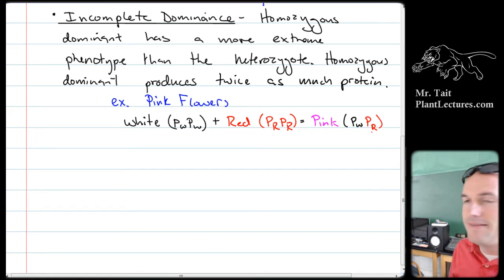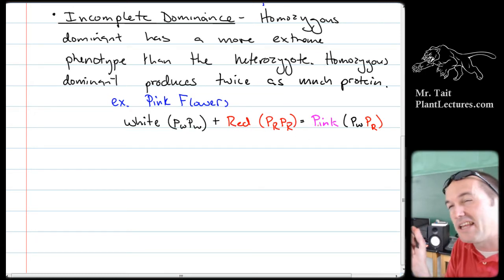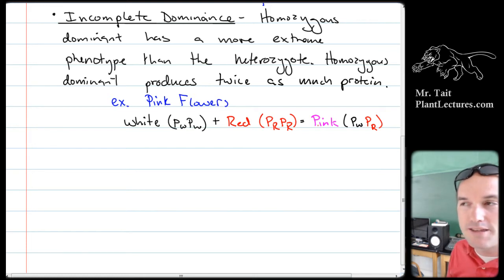Right? And if you think about it, they are producing this red pigment, and if they are producing 2 times as much because they're homozygous dominant, that means that they're going to be really red. If they're producing half as much, they're going to be just a little red. And it happens to be that just a little red is pink. Right? So this totally explains the blending hypothesis.